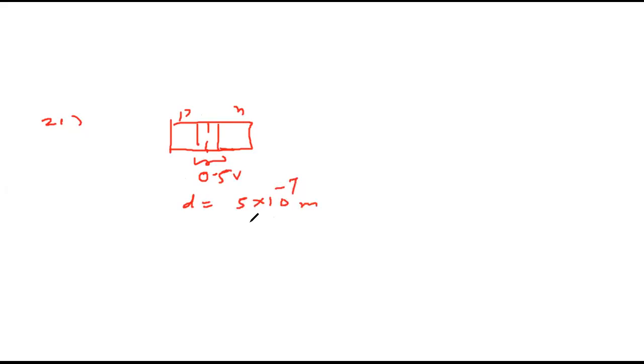21. A potential barrier of 0.5 volt exists across a PN junction. If the depletion region is 5 into 10 raised to minus 7 meter wide, find the intensity of the electric field. Therefore, N is positive because it has lost electrons. P is negative because it has lost positive holes.